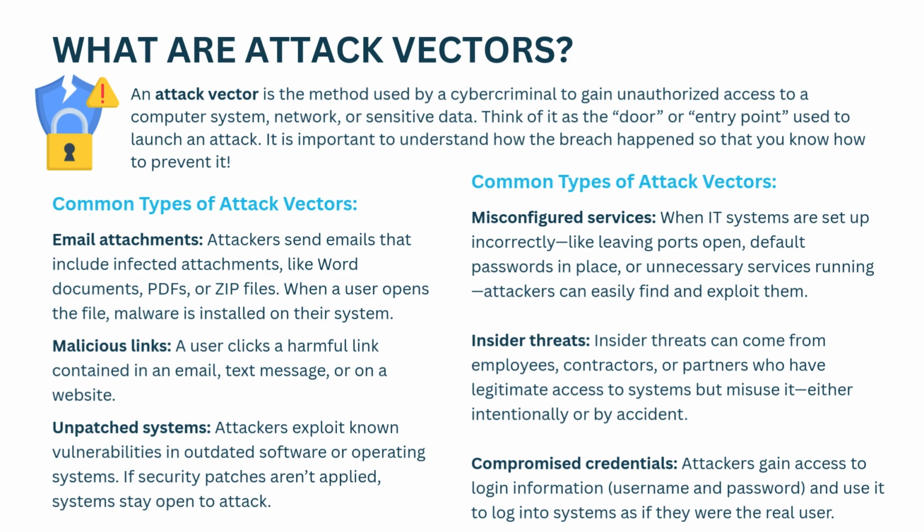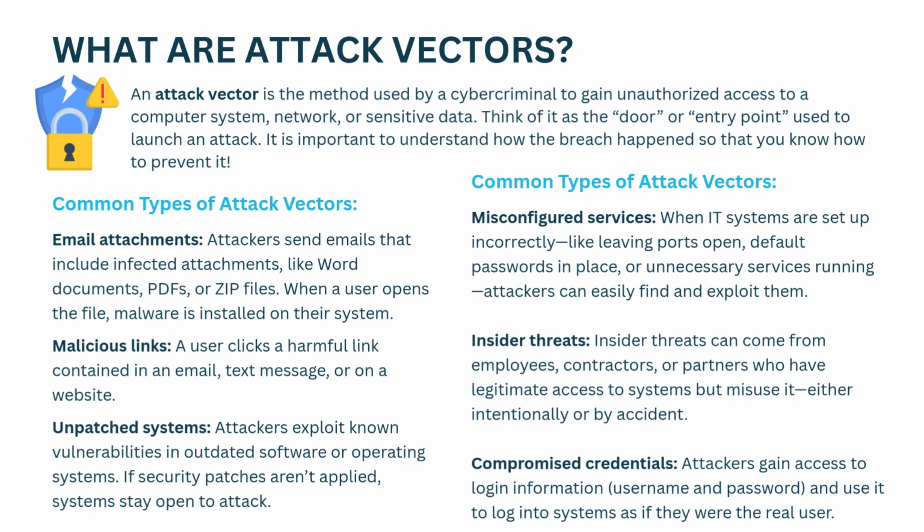An attack vector is the method a cybercriminal uses to break into a system or network. Think of it like the front door or side door a hacker can use to sneak in. This could be something like a malicious email, a fake link, or even an outdated system that hasn't been patched. If you understand how these attacks get in, you can build better defenses to stop them before they do real damage. Let's look at some common attack vectors.